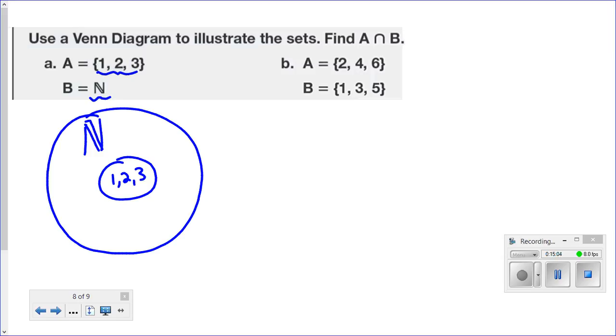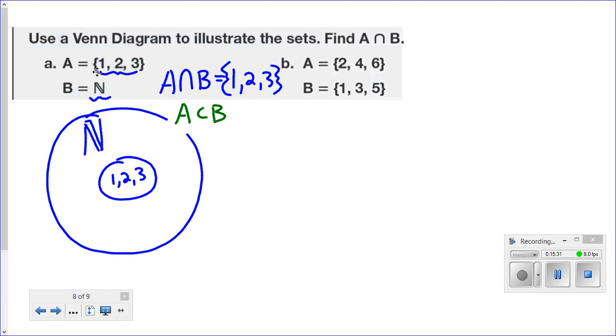We can also show that A intersection B is 1, 2, 3. Okay, and A, we can also write it as a subset of. So A is a subset of B because it's all included in your natural numbers.